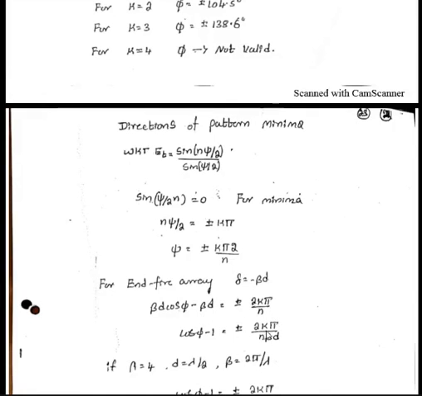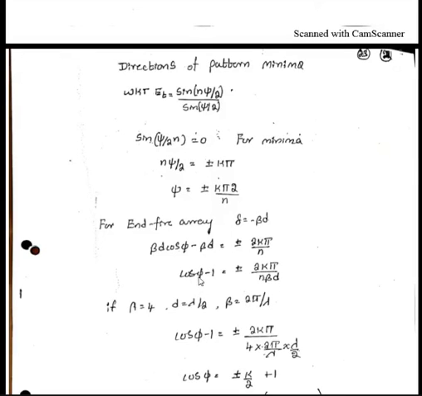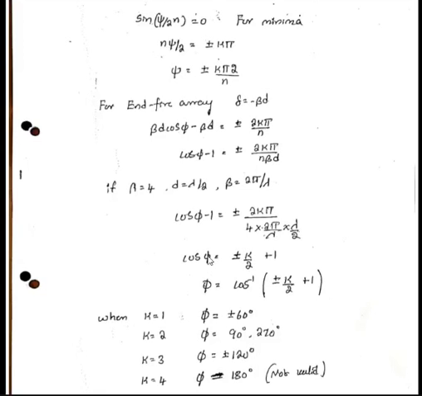Again, substitute the same thing here. We will be having certain value: cos phi minus 1 is equal to plus or minus 2k pi divided by n beta d here. So if you substitute n as 4, okay, and d is equal to lambda by 2 and beta is equal to 2 pi by lambda here, you will be having certain value. In the previous case we were having cos phi is equal to plus or minus k by 2 here. Now in this case we are having plus or minus k by 2 plus 1 here.